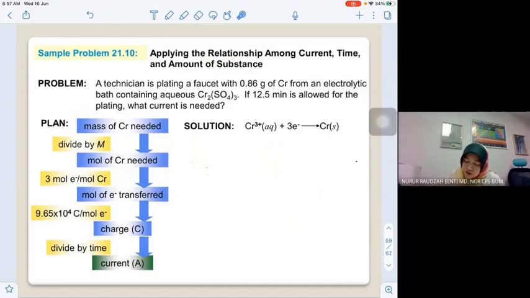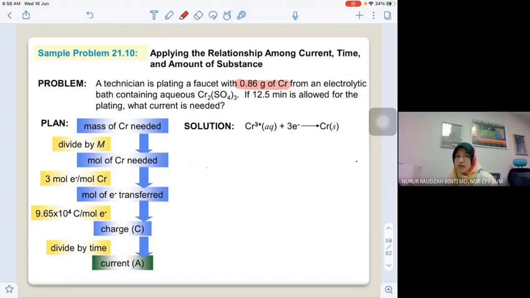We have a technician that is plating a faucet with 0.86 gram of chromium. So this is the first important information. It wants to plate an object, a faucet, with the chromium. Then the amount or the mass of the chromium that will be plating the faucet is 0.86 gram.